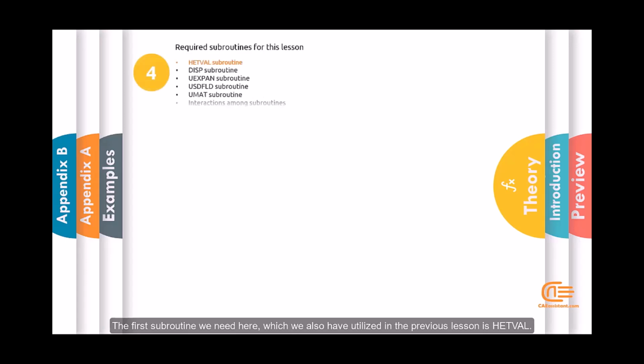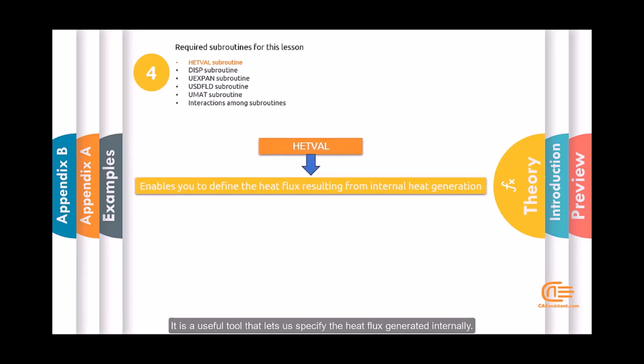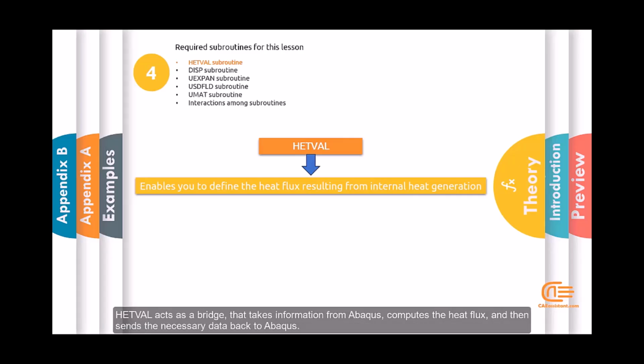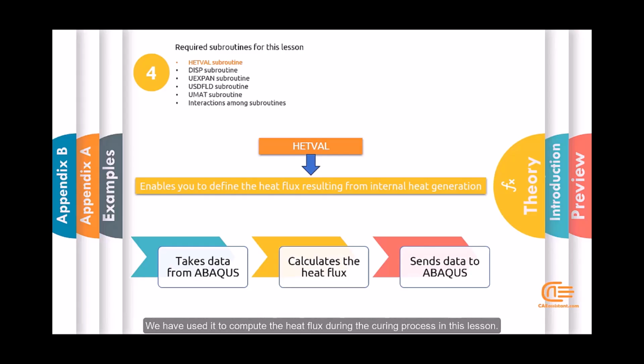The first subroutine we need here, which we also utilized in the previous lesson, is HETVAL. It is a useful tool that lets us specify the heat flux generated internally. HETVAL acts as a bridge that takes information from Abaqus, computes the heat flux, and then sends the necessary data back to Abaqus. We have used it to compute the heat flux during the curing process in this lesson.